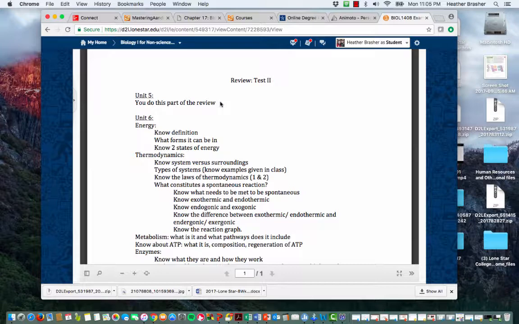As soon as you get done with Unit 5, go in there and start doing that review, and you can come to my office hours or schedule office hours if you can't make it during the times I have provided. I'll go over this and tell you whether or not this is a good review, or what you should take out and what you should add.